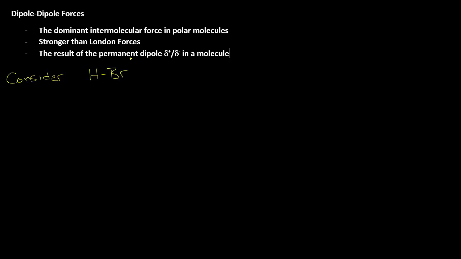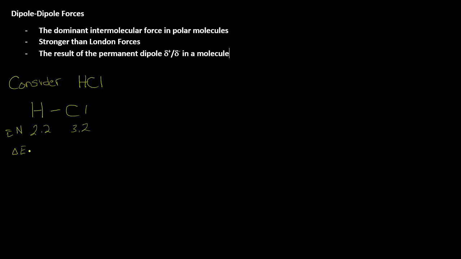The next strongest type of intermolecular force is known as dipole-dipole forces. These are the dominant force in polar molecules. So once you can establish a molecule as being polar, you know that immediately it has a stronger intermolecular interaction. If I examine HCl, the electronegativity difference between the two atoms is about 1. It's very much a polar bond, and as a result, it's a polar molecule.